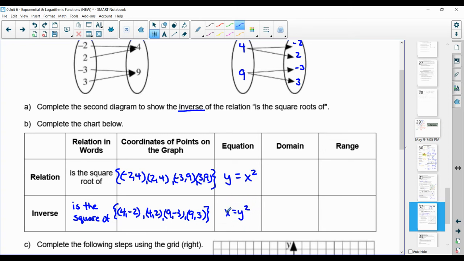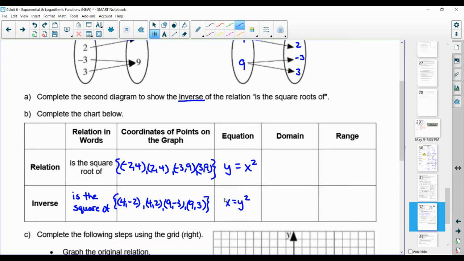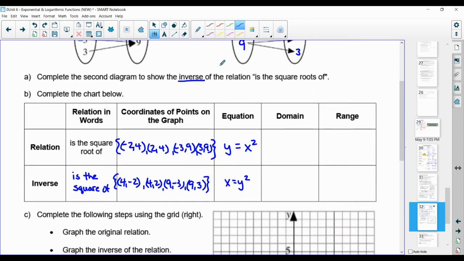Now, graphing this on your calculator, you can only graph functions. So if I wanted to graph this on my calculator, to get y by itself, I'd have to square root. I'll just write this up here. If I had x equals y squared, to get y by itself, I would have to square root. But I have to remember that when I square root, that's plus or minus. So in my calculator, if I wanted to graph this, I'd have to graph y equals root x, and I'd have to graph y equals negative root x. So I'd actually have to graph it in two parts on my calculator.